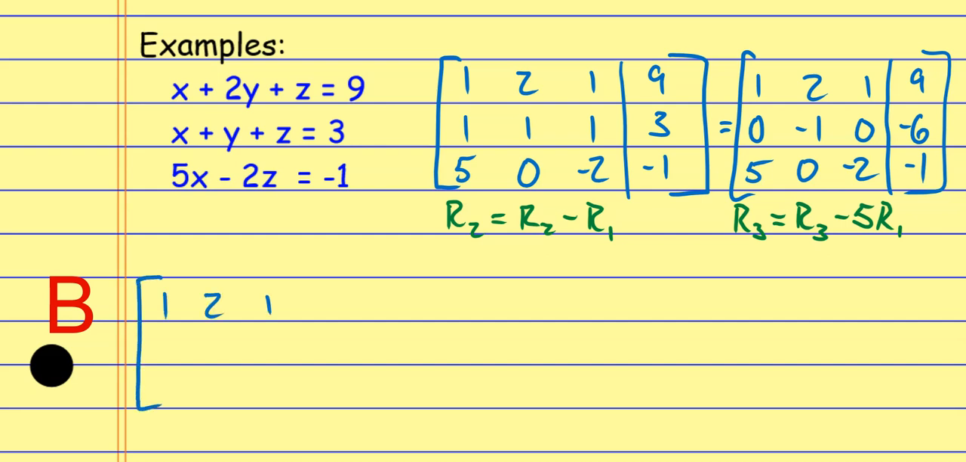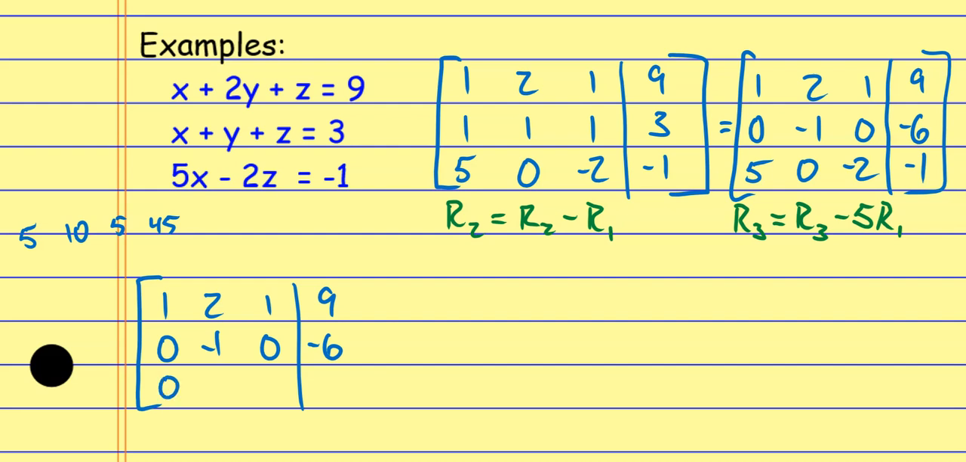So once again, the only row I'm changing this time is the third row, so everything else can stay the same. And so if I subtract 5 of the first row, and if you need to write down what 5 of the first row is, 5, 10, 5, and 45. Okay? And now subtract. 5 minus 5 is a 0. 0 minus 10 is a -10. -2 minus 5 is a -7. And then -1 minus 45 is a -46. Okay?